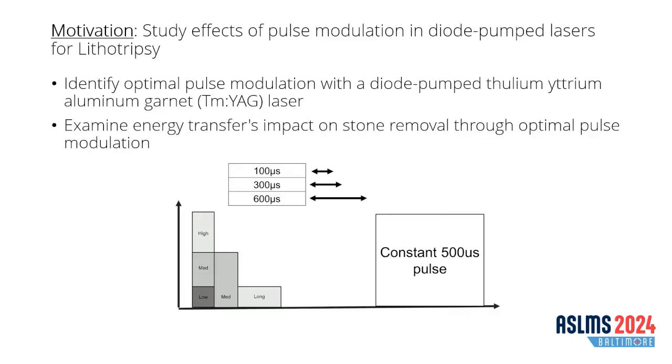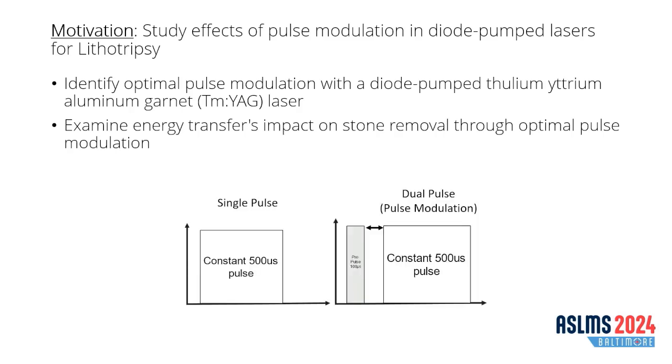So our motivation for this study was to explore the effect of pulse modulation for these lower peak power diode pumped lasers as compared to the higher peak power clinical lasers that are holmium YAG. So we explored a plethora of pre-pulses that offer optimal energy transfer into the stone. But for this presentation, we're just shortening it to two simple cases: a single pulse, which has a 500 microsecond duration, and a dual pulse, which has a slight 100 microsecond pre-pulse to clear the saline so that the light can transfer into the stone.